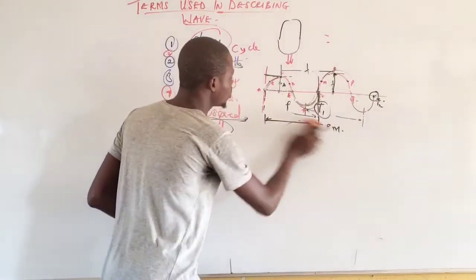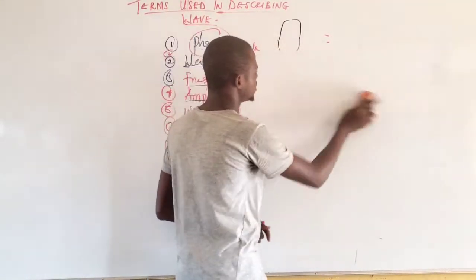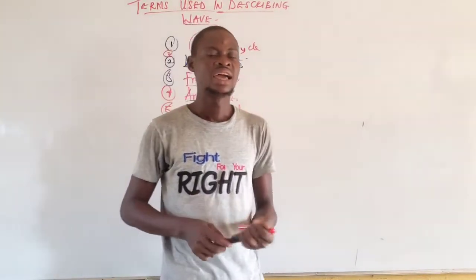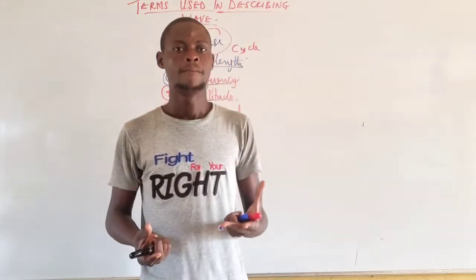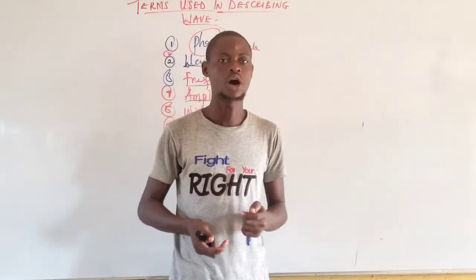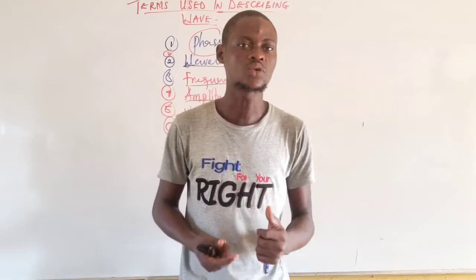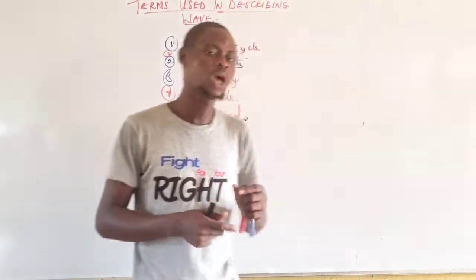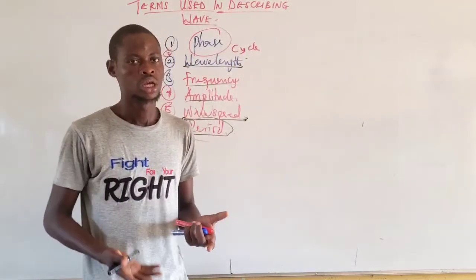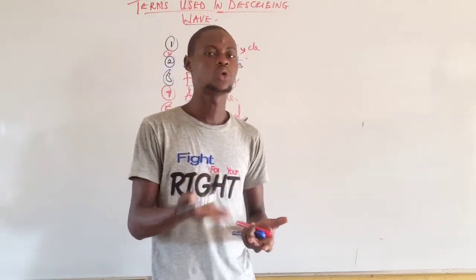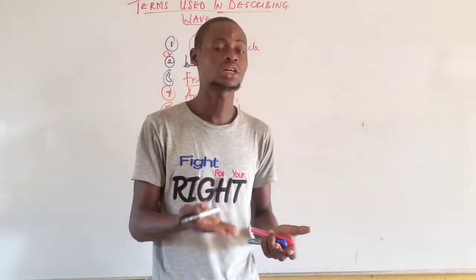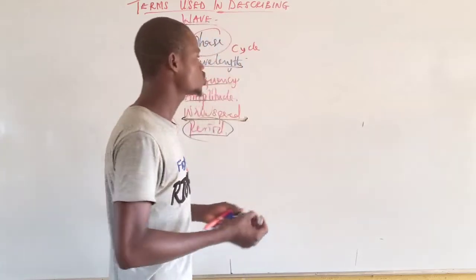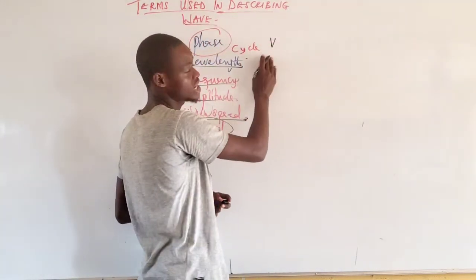Now, the next one is the wave speed. What do you mean by speed? We know that speed is defined as the total distance covered per unit time. That's what we call speed. Now, the speed of a wave also has the same definition. It is the distance traveled by the wave per unit time. That's what we call the speed of the wave. As you also know, the speed of the wave is taken as v.